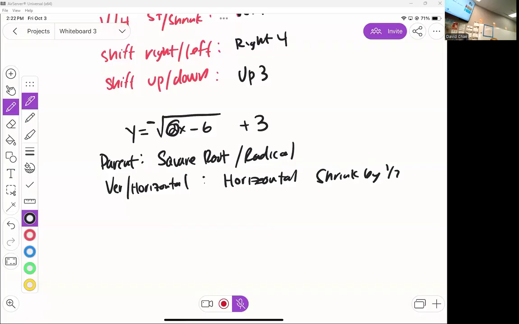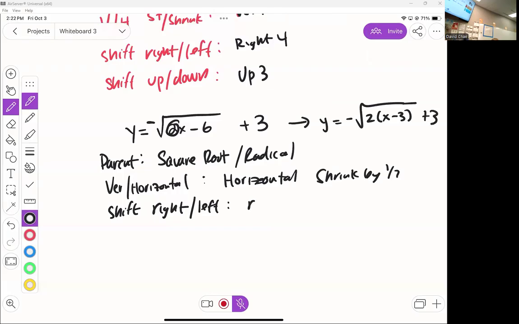All right. What is our shift? Right or left? All right, this one's a little tricky. This is where the tricky part comes. So you should look at this as y is equal to negative square root, and you're going to factor out the 2. It becomes x - 3, plus 3. So our shift is actually right 3. Whenever you have a horizontal stretch or shrink, make sure you factor out the leading coefficient, the GCF. So that's going to be really tricky.